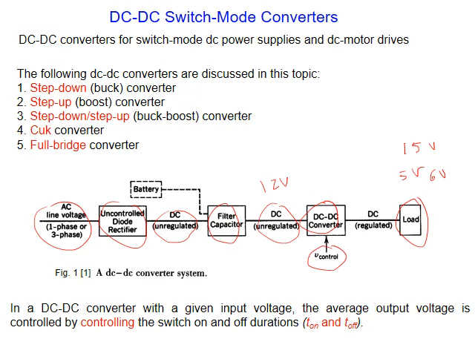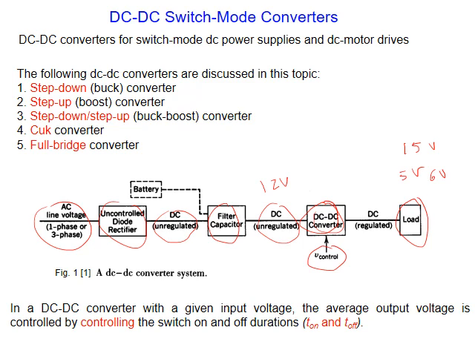By using some sort of control, we can control the operation of the DC-DC converter, the semiconductor switch inside, and then we control the output voltage. Now we have many circuits, but I will focus here in this converter on five main circuits.